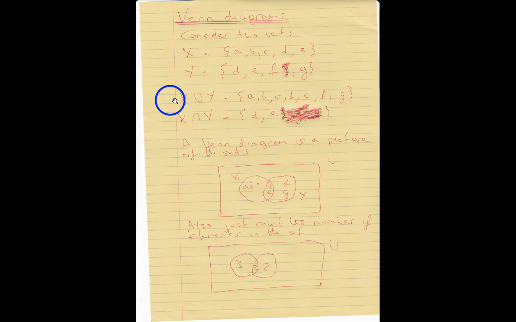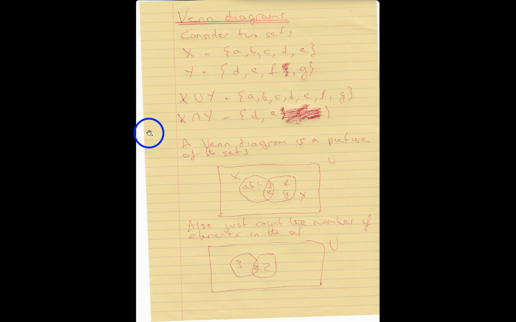You can ask questions like X union Y, and that's the collection of all the elements in X and all the elements in Y. In X you have A, B, C, D, E, and Y has D, E, F, G. So the union of X union Y has the elements A, B, C, D, E, F, G. And the way sets work, you only include each element just once.